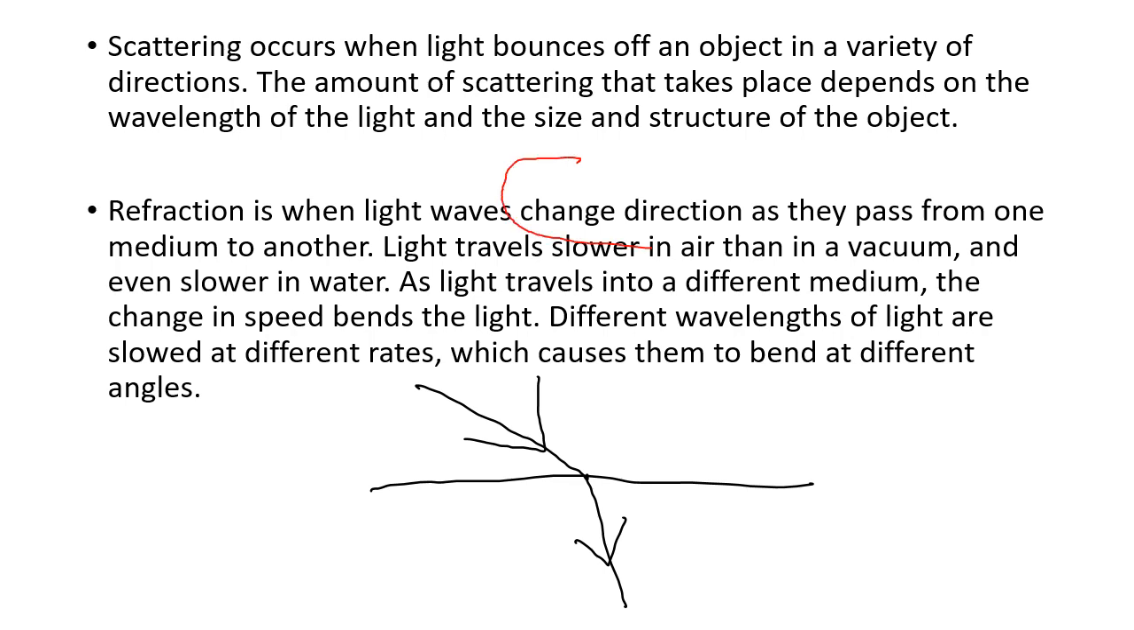It changes direction as it passes from one medium to another. Light travels slower in air than in a vacuum and even slower in water. As light travels in a different medium, the change in speed bends the light. Different wavelengths of light are slowed at different rates, which causes them to bend at different angles.